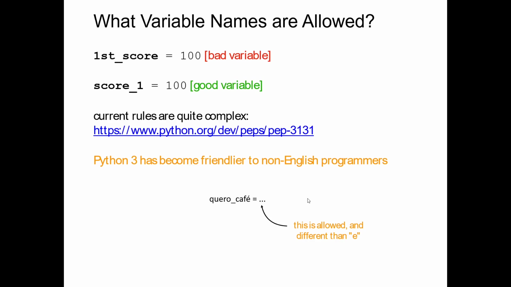All right, I skipped way ahead because I wanted to talk a little bit about the name rules first. Then we'll come back to the demo. All right, so the variable naming rules in Python are actually really complicated. Python 3, the designer's goal was to make this as friendly as possible to non-English programmers.